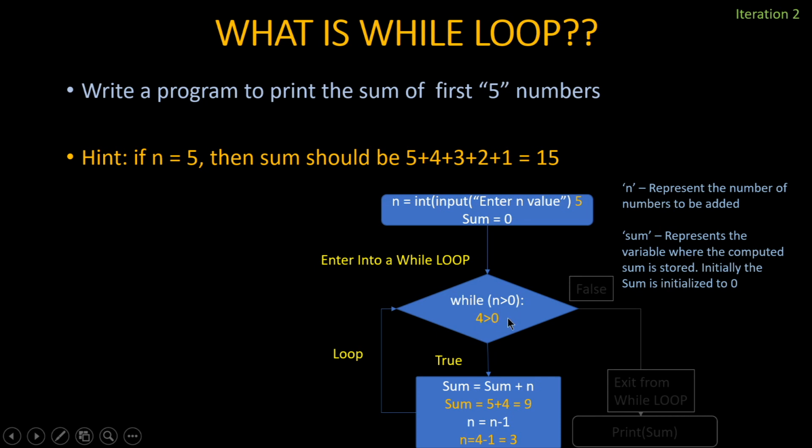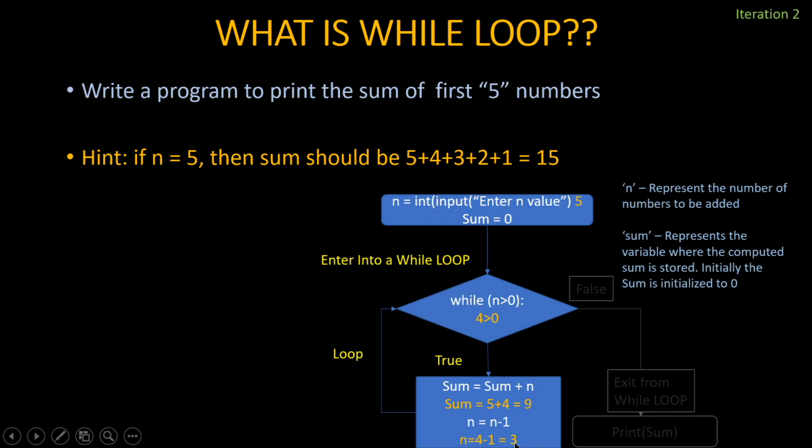Is 4 greater than 0? Yes, it is. So the value of sum is updated from 5 to 9, that is 5 plus 4, which gives us 9. The value of sum is updated from 5 to 9, and the value of n is 3.